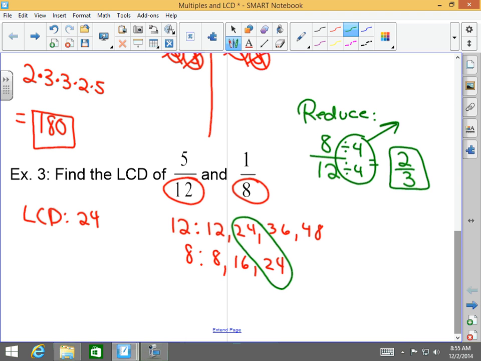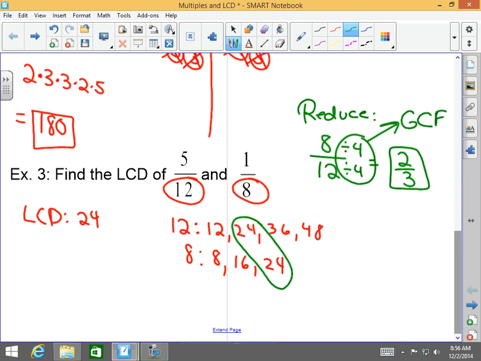Here, you divide it by the GCF. You divide it to get that to a simplified fraction. This here is different. When you're finding the LCD, you're looking for common multiples. Are you with me here, guys?